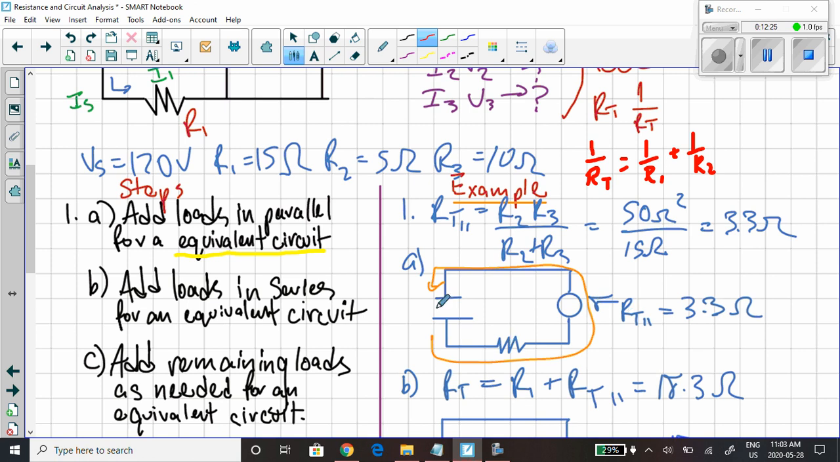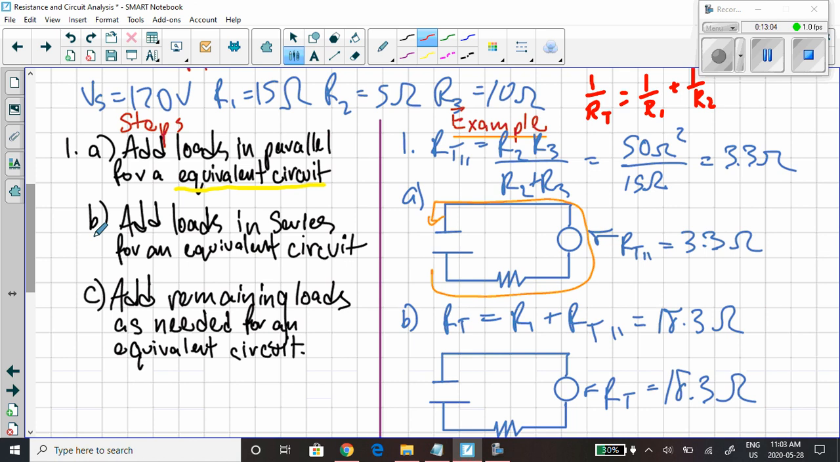So here is the source, it stays the same. Here's the load from the resistor, R1, that doesn't change, but I'm constructing in my mind an equivalent load of 3.3 ohms that is going to replace that parallel section. So this right here, even though it doesn't exist in the real world, it's very much a mathematical construct, it is a good tool to use to solve this problem. So this is the equivalent circuit right here. It's got R1 in it, and it's got R total parallel of 3.3. So we move from there.